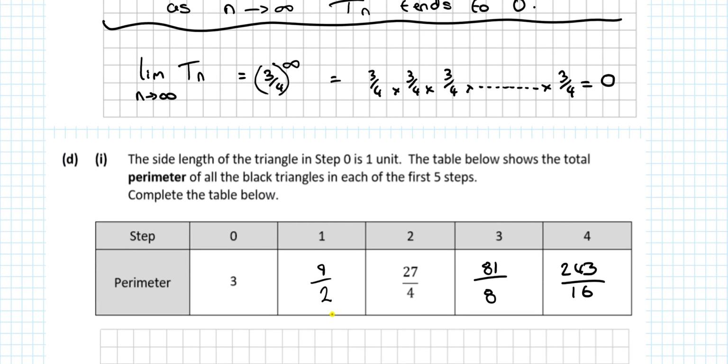And then you can spot that this is a geometric series. Multiply by 3 over 2, I think it is. Yeah, geometric series.